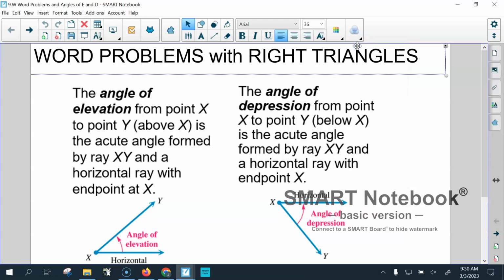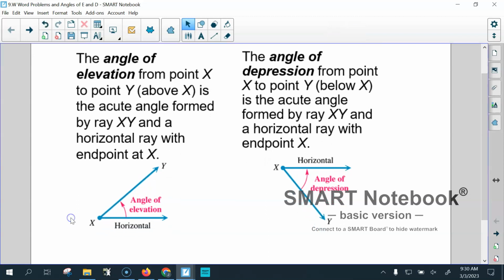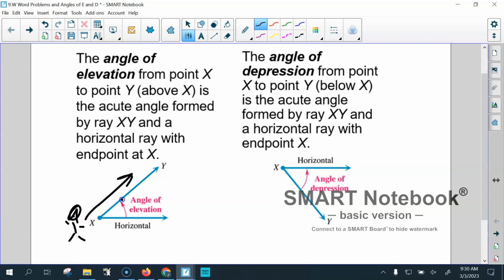Word problems with right triangles, little mini lesson. So we have the angle of elevation and the angle of depression. When you elevate something, it's going up. So if your person is right here looking up in the sky at something, this angle here is the angle of elevation. Okay? If up here, like looking down at something, like being on a mountaintop and looking down, this right here is the angle of depression. All right?